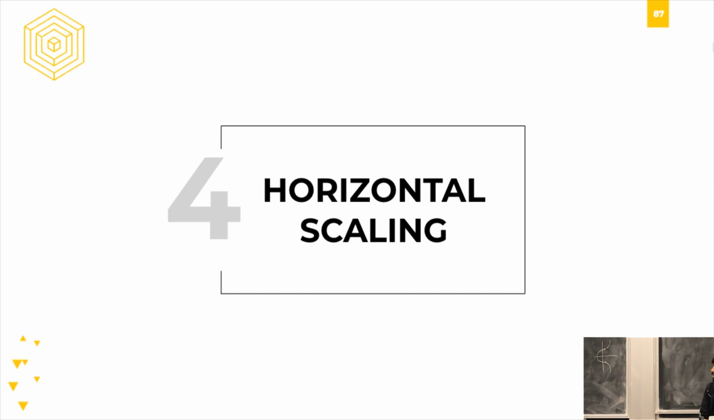Cool. Horizontal scaling. All right, so we've talked about vertical scaling on-chain and off-chain. Now we're going to talk about horizontal scaling, which is taking the same amount of machines but allowing more work to be done.